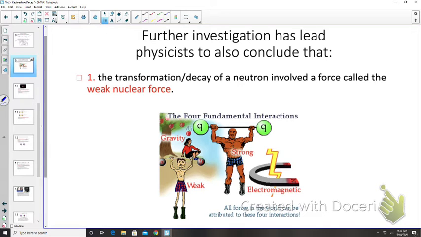All right, so after further investigation, physicists came to the conclusion that the transformation or decay of a neutron involved a force called a weak nuclear force. Remember, we have four fundamental forces of the universe: electromagnetic forces, the weak force, the strong force, and the force of gravity, right?